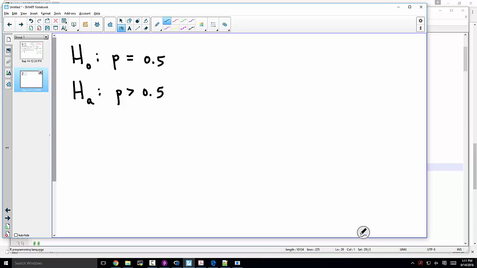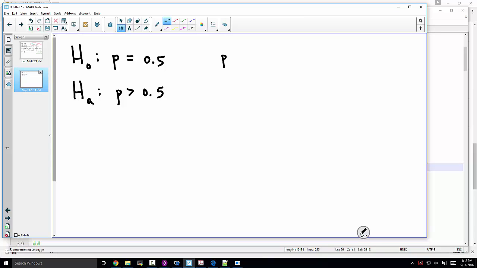The other one, the research or alternative hypothesis, is the one that you are interested in actually testing. You suspect, maybe, that that's the case. You're collecting data in order to check whether that's the case.